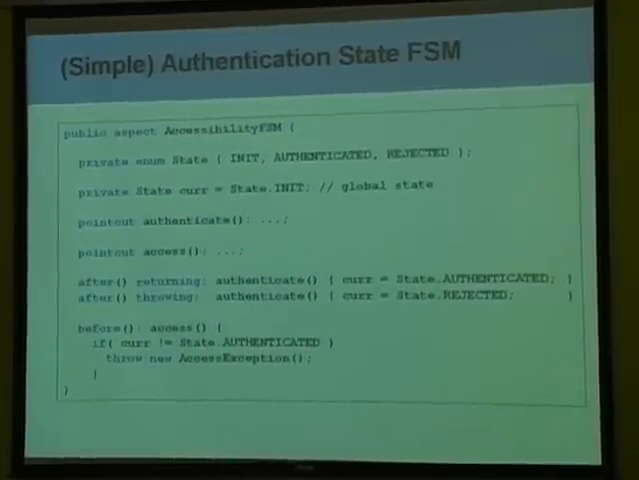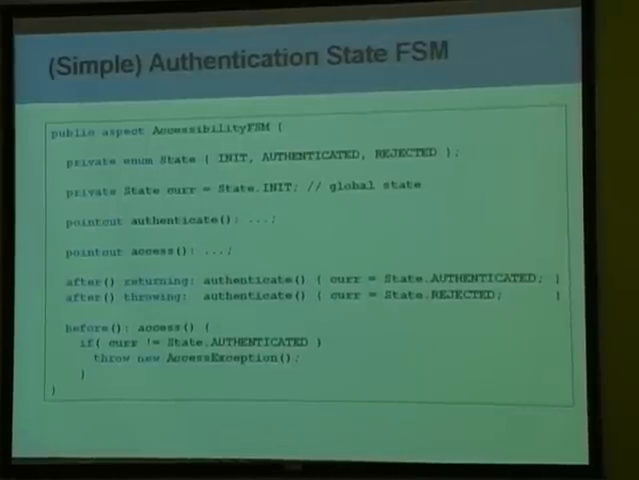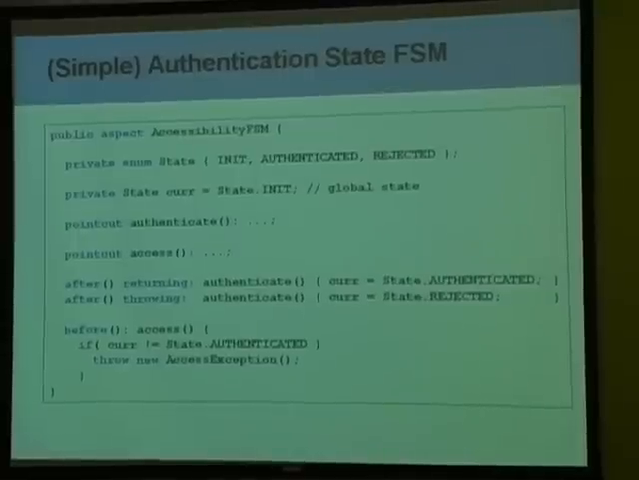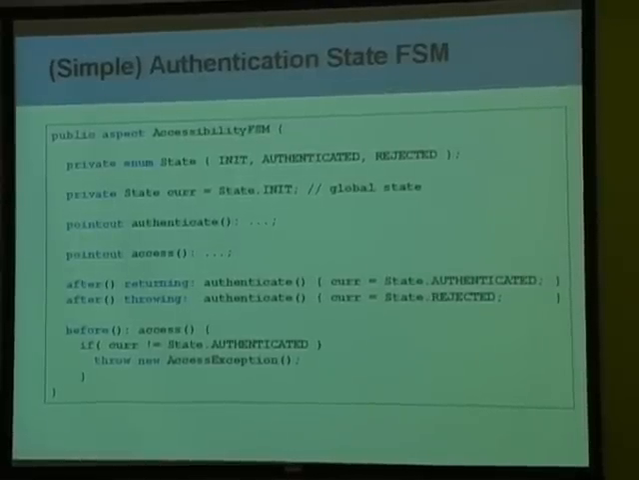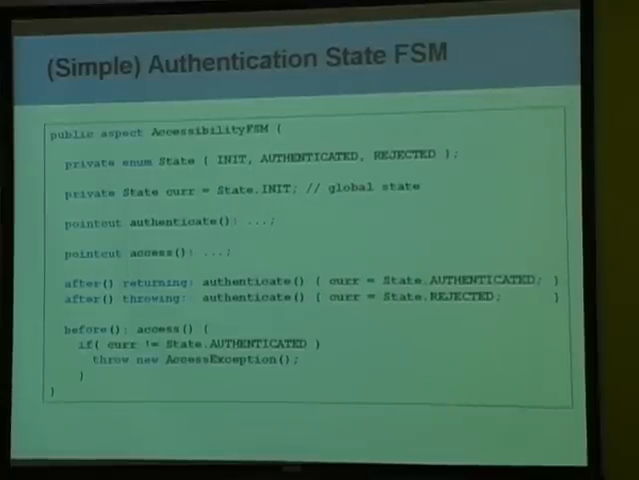Here's another one. This is an accessibility finite state machine. The power of this example is to show you that you could write aspects first. Because this just says, well, what has this finite state machine work? Well, there's three states. It starts out initialized. There's some authenticate operations and some access operations. If I return normally from an authenticate, I become authenticated. If I return with an exception from an authenticate, I become rejected. And before any access, I better be authenticated. It basically shows that you could do prototype-based development with aspects in advance of the other code being there, because you could just think this way.